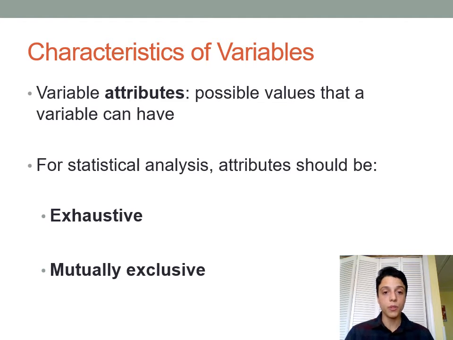Another is that they have to be mutually exclusive. And this means that you can't have any overlap between your different attributes. In other words, if one attribute is true, the other attribute has to also not be true.